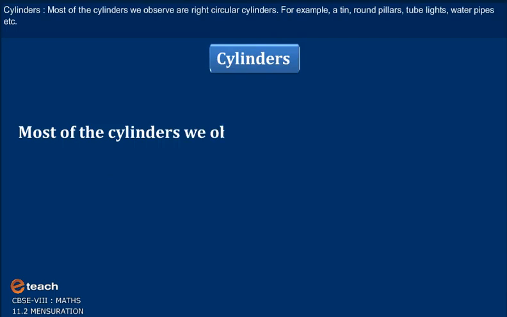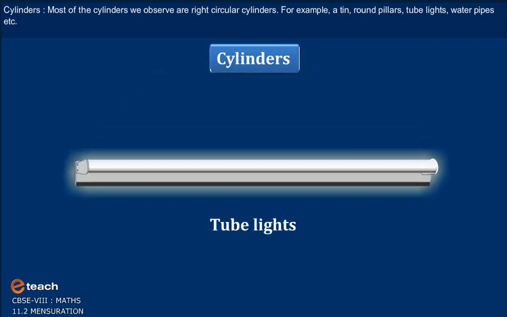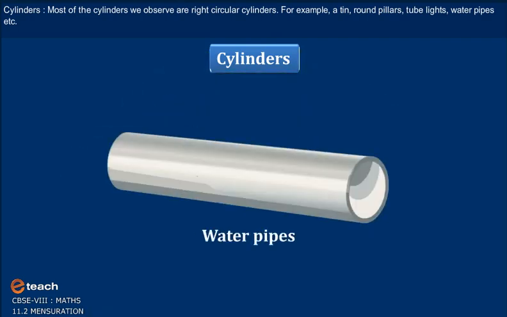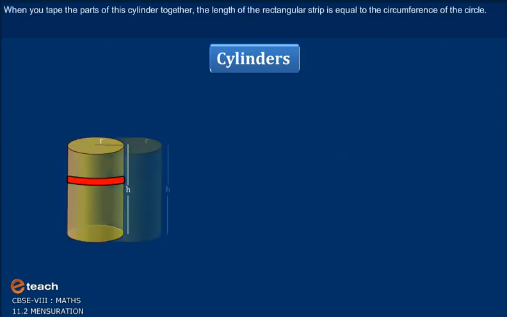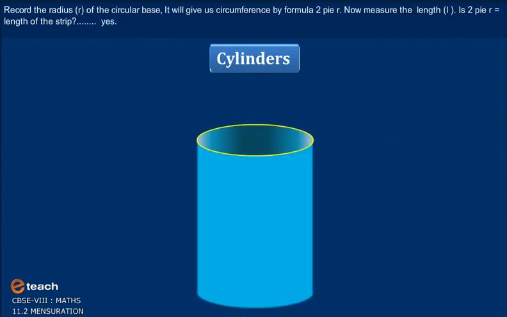Cylinders. Most of the cylinders we observe are right circular cylinders. For example, a tin, round pillars, tube lights, water pipes, etc. When you tape the parts of this cylinder together, the length of the rectangular strip is equal to the circumference of the circle. Record the radius, that is r, of the circular base. It will give us the circumference by the formula 2 pi r.